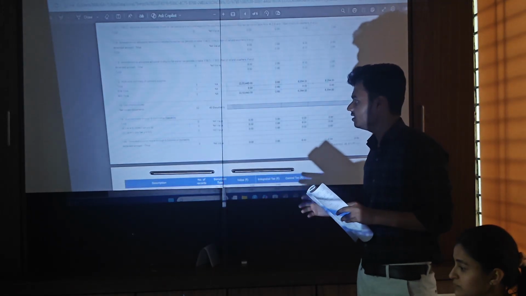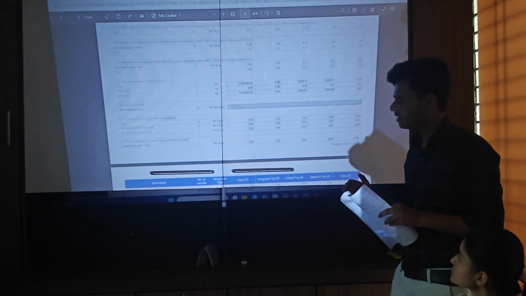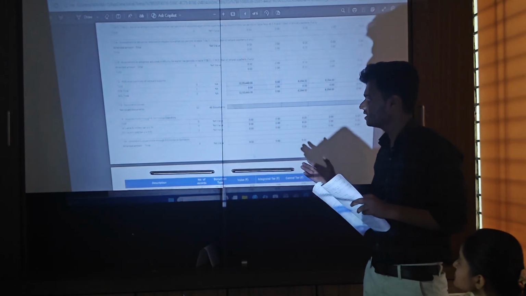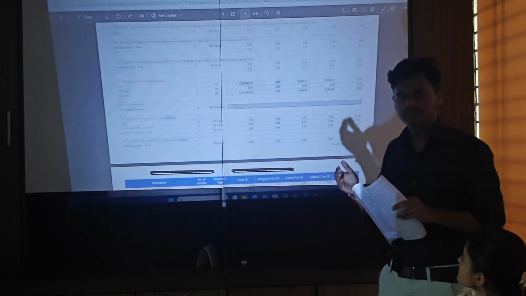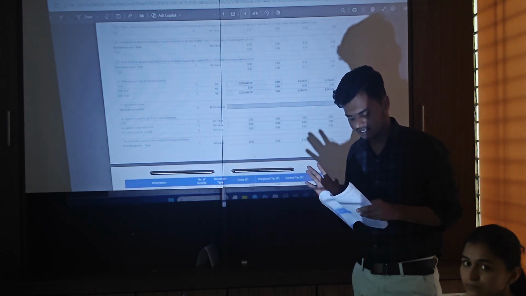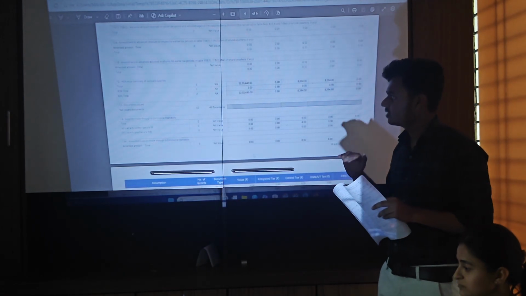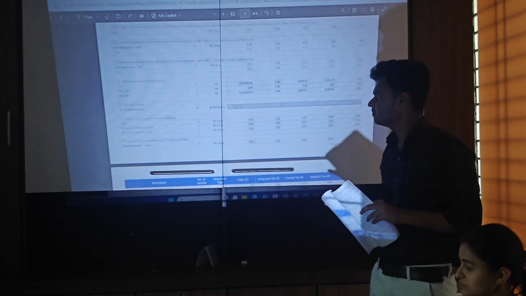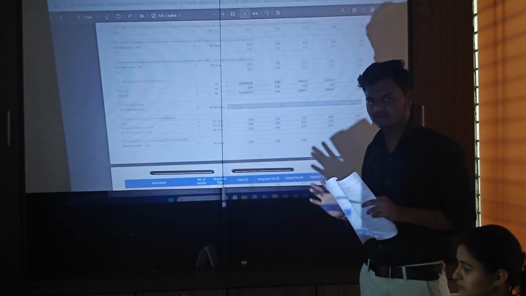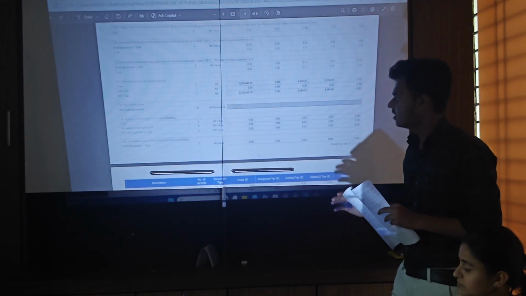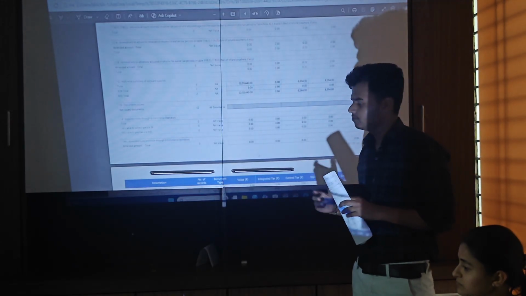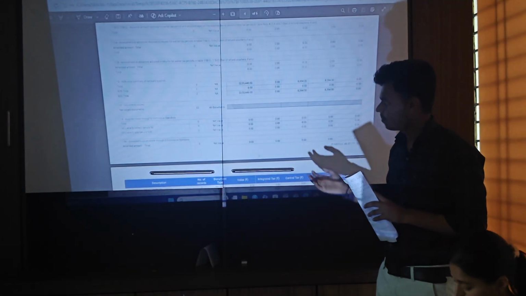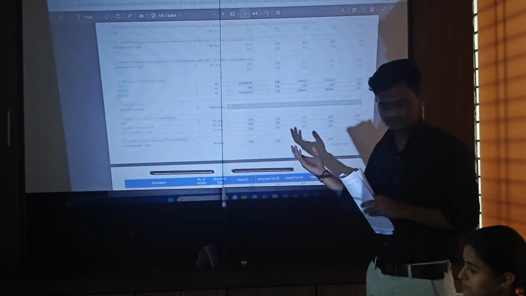For HSN summary, B2B is mandatory. If aggregate turnover of the business is more than 5 crore, then 6 digits are compulsory. If aggregate turnover is less than 5 crore, then 4 digits are compulsory. For B2C supplies, if aggregate turnover is more than 5 crore, 6 digits are compulsory; if less than 5 crore, it is optional to furnish the HSN summary. And table number 13 is for documents, where we upload invoices of our taxable supplies and many others.